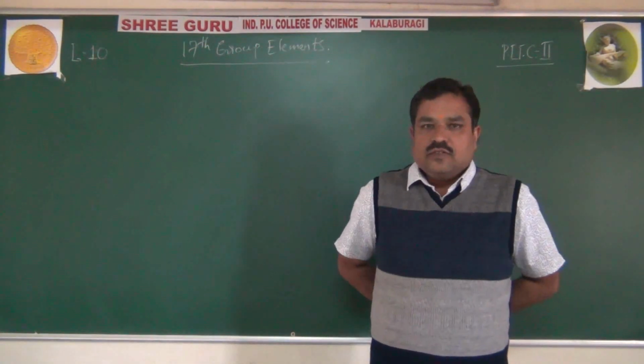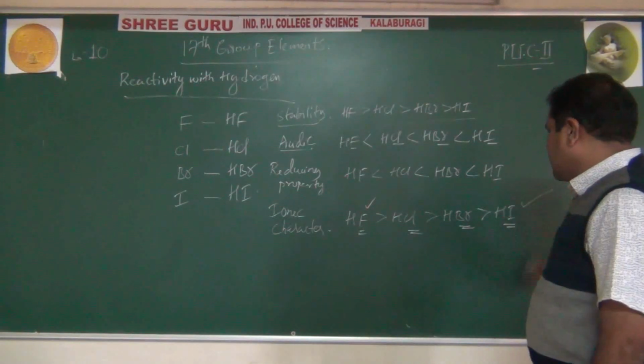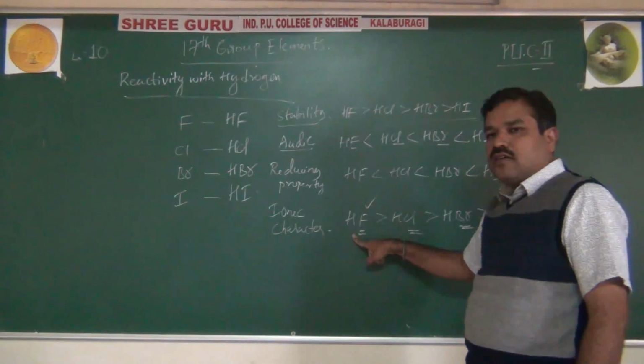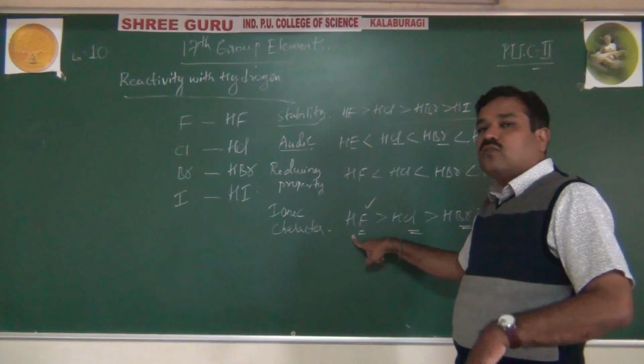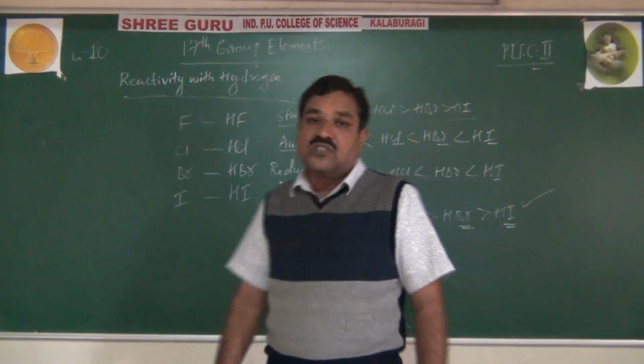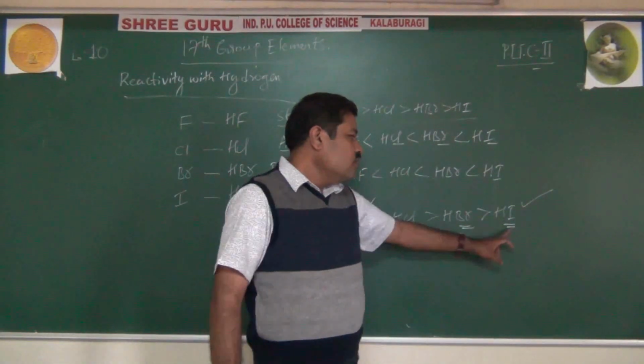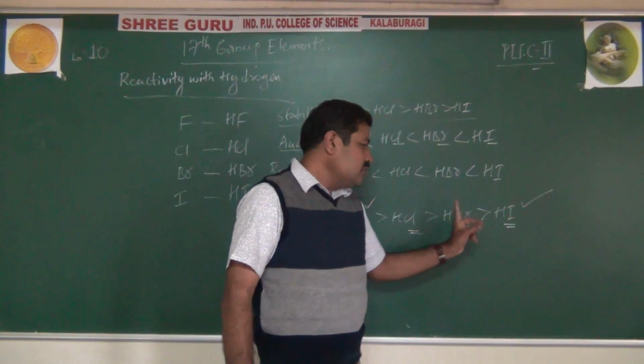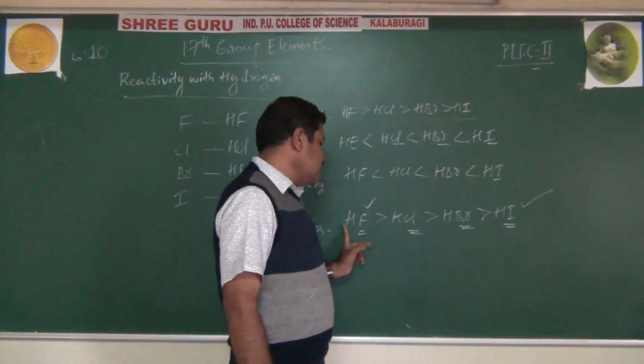Why? Because as the size of the halogen anion increases, covalent character increases and ionic character decreases. Therefore, the highest ionic is HF, the lowest ionic is HI. That is the most covalent, least ionic. This is the most ionic, least covalent. In the first year, we studied Fajan's rule: the larger the size of the ion, the more the covalent character. Therefore, HI is more covalent than HBr, HBr is more covalent than HCl, HCl is more covalent than HF.